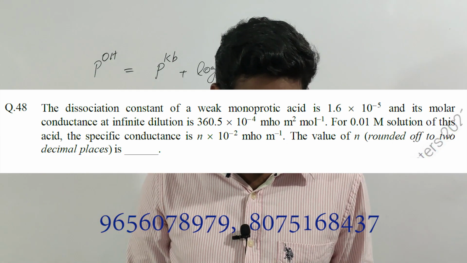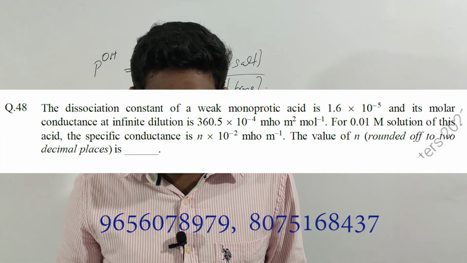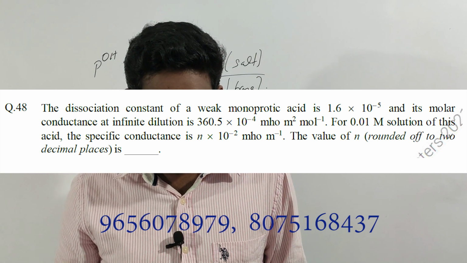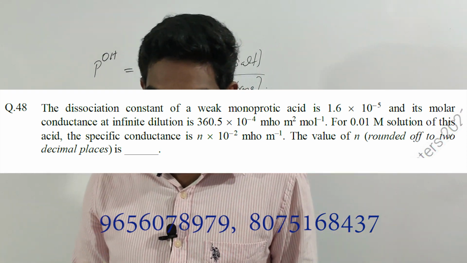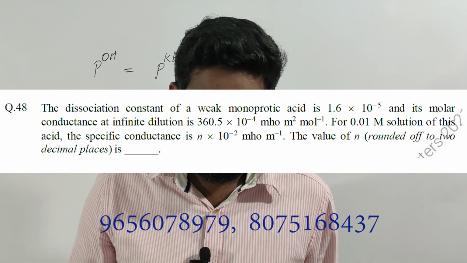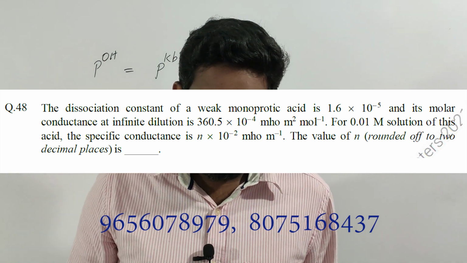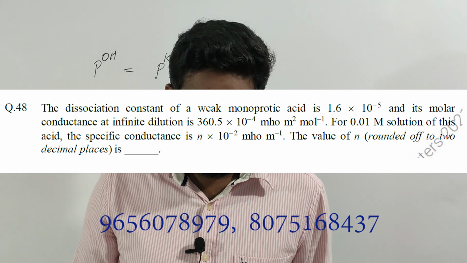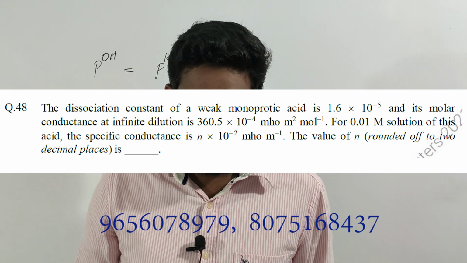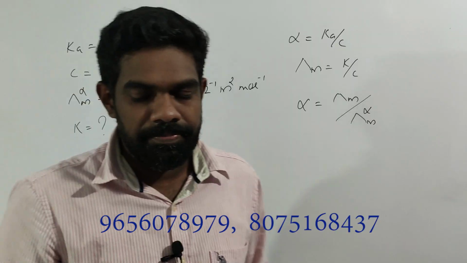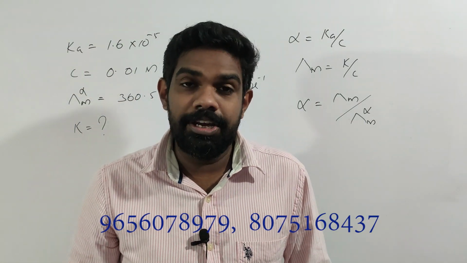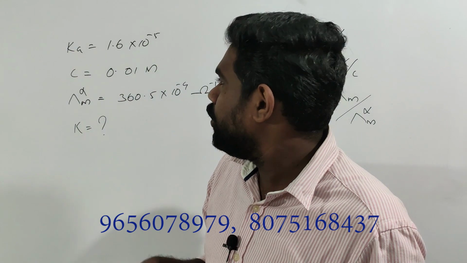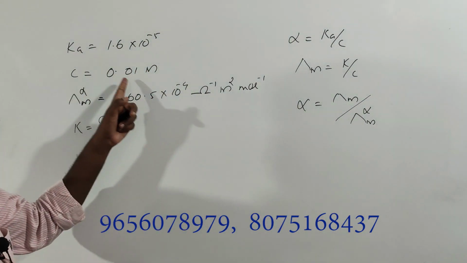Question number 48. The dissociation constant of a weak monoprotic acid is 1.6 into 10 raised to minus 5 and its molar conductance at infinite dilution is 360.5 into 10 raised to minus 4 mole meter square mole inverse. For 0.1 molar solution of this acid, the specific conductance is n into 10 raised to minus 2 mole meter raised to minus 1. The value of n. Okay, let's see how to solve this. So these are the values given. Ka equal to 1.6 into 10 raised to minus 5.